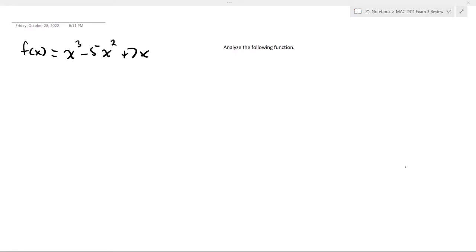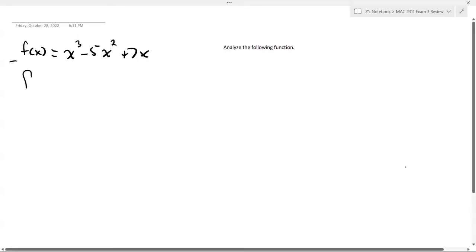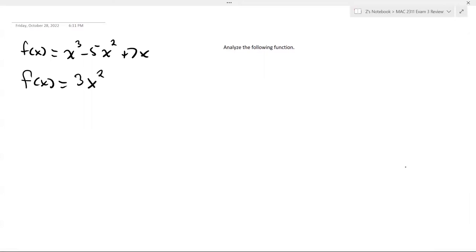And again, we're working with a polynomial, so we're not going to have any places where anything is undefined. So we need to find the values where the first derivative is equal to 0. So we find the derivative here, which is 3x squared minus 10x plus 7. And we set this equal to 0, and we want to solve this equation.